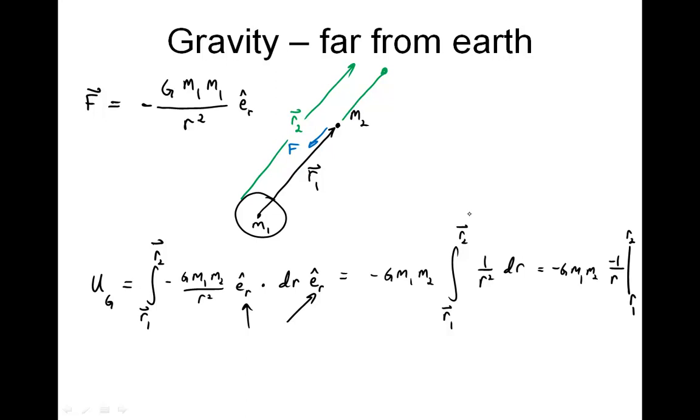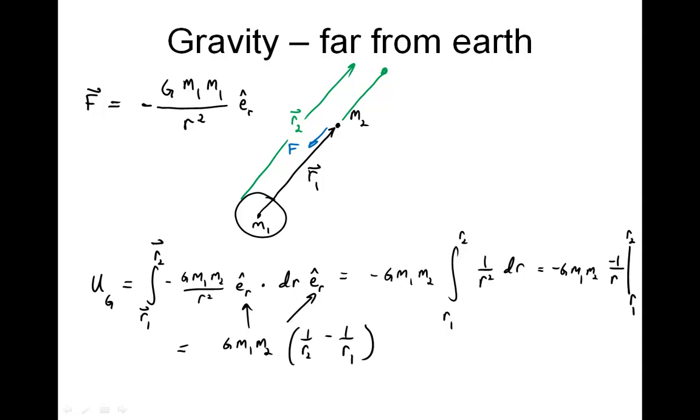The dot product has really eliminated these vectors here. And so I get minus G M1 M2. This minus and that minus will cancel, so that becomes plus, and it's 1 over r2 minus 1 over r1. And that would be the work done by gravity when I move from R1 to R2.